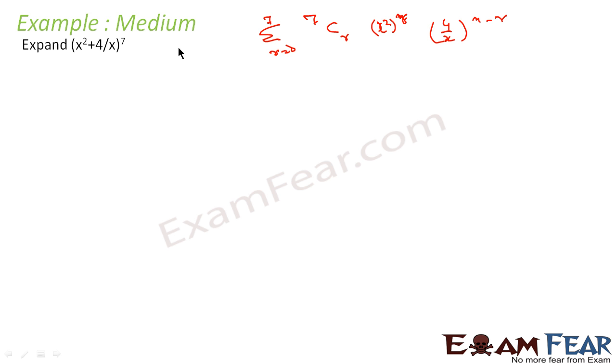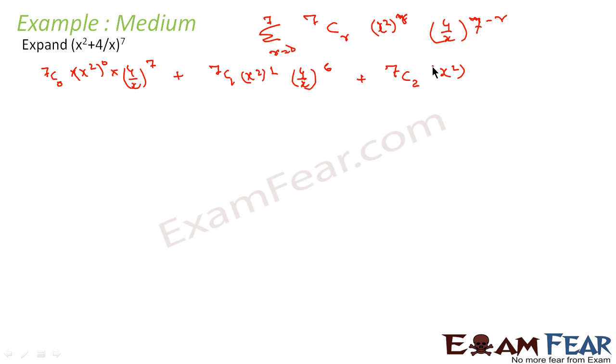Now let's do the actual expansion. We say r is equal to 0. So we get 7C0 into (x²)^0 into (4/x)^7. Plus 7C1 (x²)^1 (4/x)^6, where we increase the power from 0 to 1 and decrease the other from 7 to 6. Plus, now r is equal to 2, 7C2 (x²)^2 (4/x)^5.